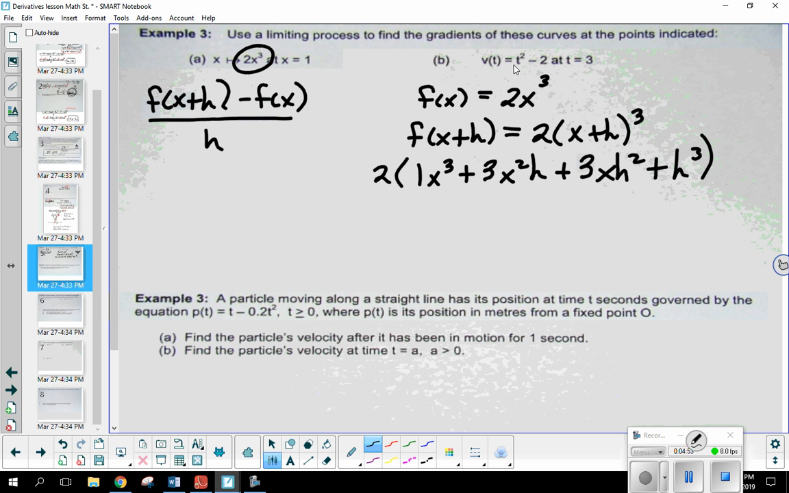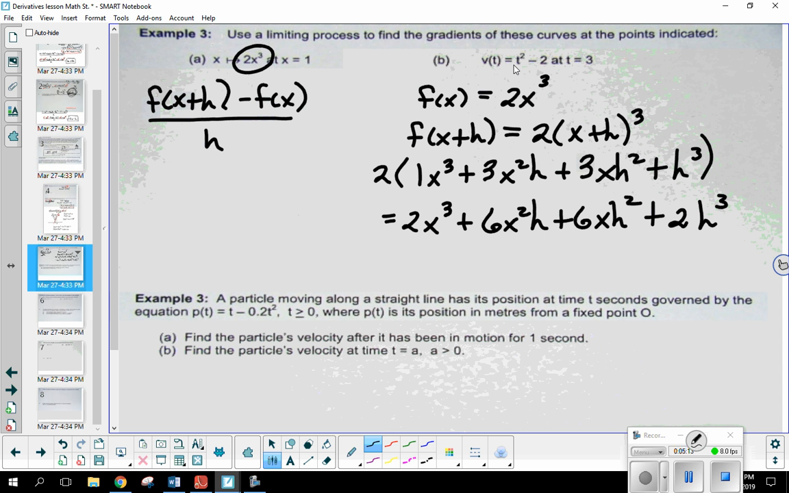Okay, now we just distribute the 2. So it looks like f of x plus h will equal 2x cubed plus 6x squared h plus 6xh squared plus 2h cubed. Okay. Now it's just direct substitution.